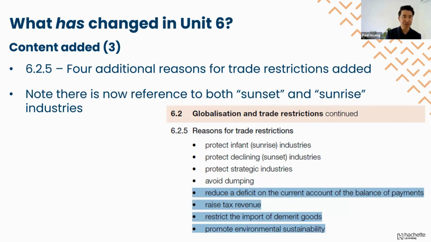All right, so carrying on with Unit 6, 4 additional reasons for trade protection have been added into the guide. They've also added in sunset and sunrise as alternative terminology to infant industries and declining industries. So what that's telling us is that Cambridge may in one year use the term sunrise rather than infant industries. So watch out for that little change, but 4 new additional reasons for trade protection added, so make sure you teach those.